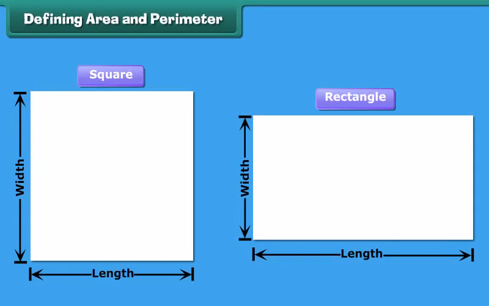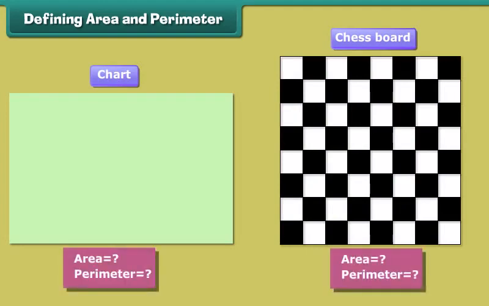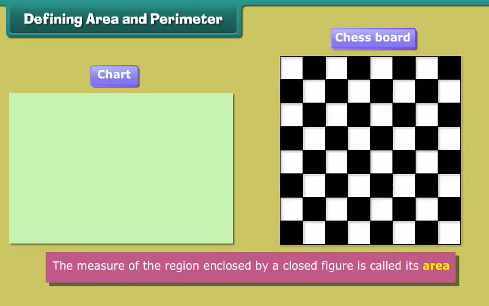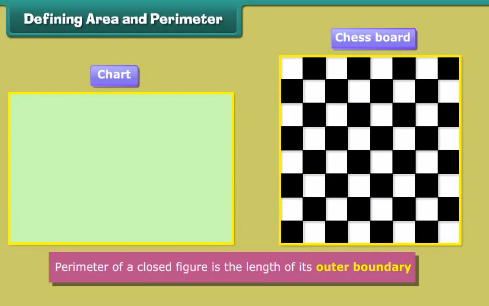Friends, we already know about the closed figures like squares and rectangles. For example, this chart paper is a rectangular chart, while the chessboard is a square. How can the area and perimeter of such mathematical figures be calculated? The measure of the region enclosed by a closed figure is called its area. Perimeter of a closed figure is the length of its outer boundary. Let us now find the ways of calculating area and perimeter of rectangles and squares.